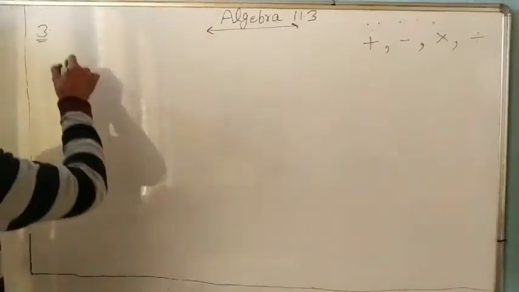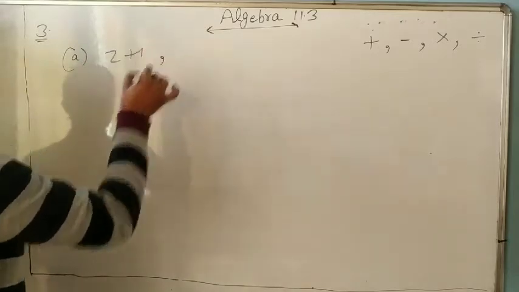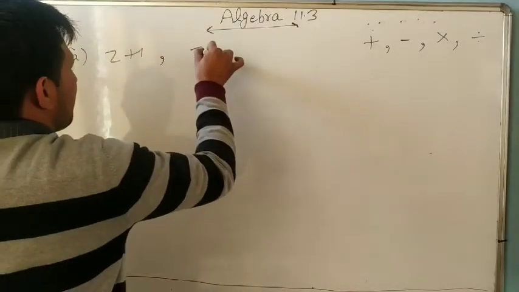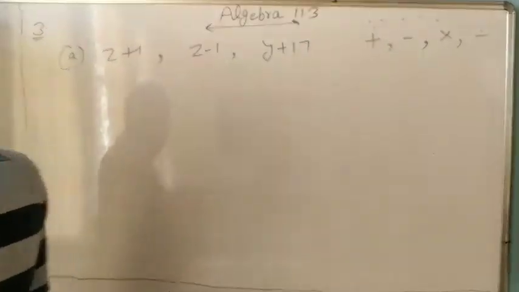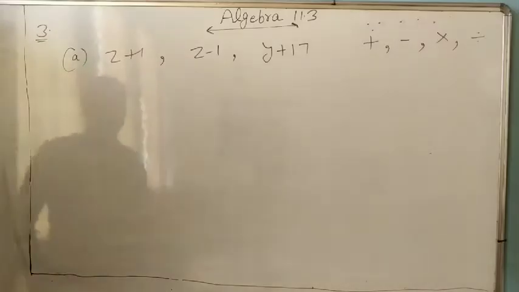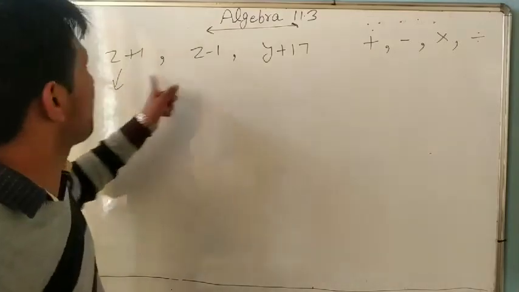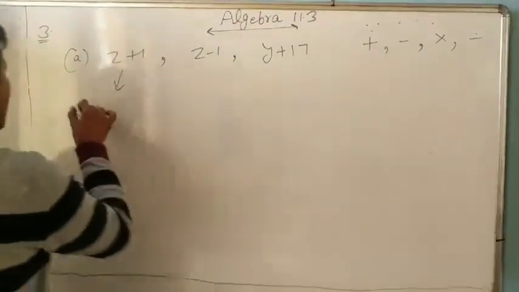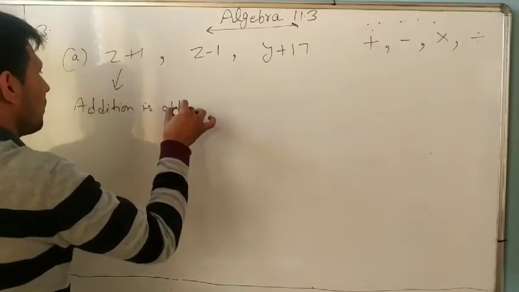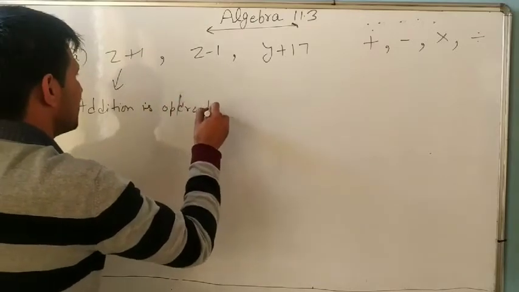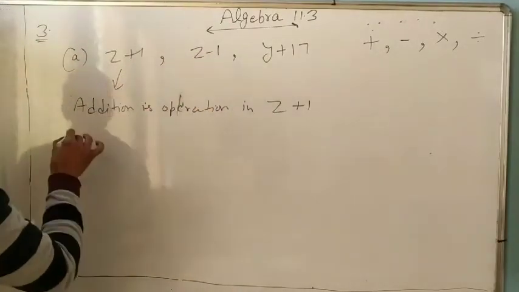So first we will write z plus 1, z minus 1, y plus 7. What is the operation in z plus 1? Which operation? Plus. Understand? So you can write addition is the operation in z plus 1.